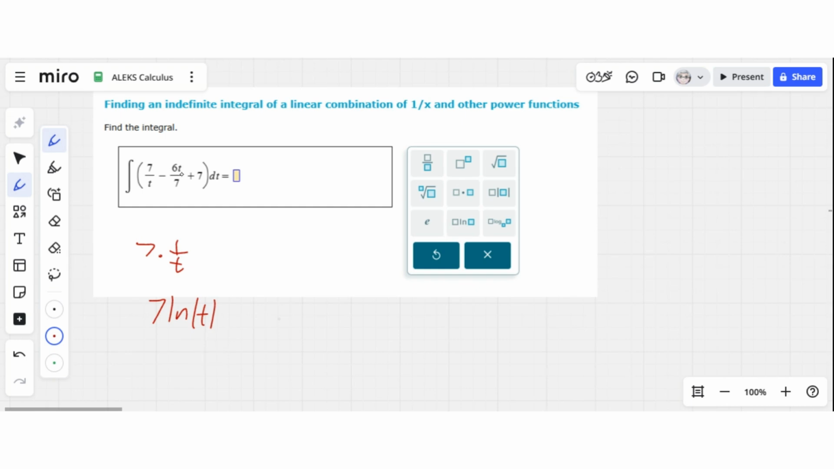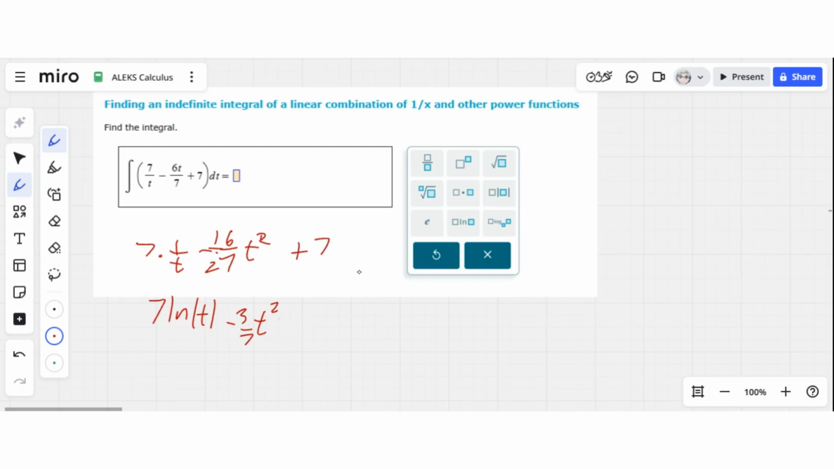Here we have negative 6/7 t. So negative 6/7, oops, let's put it up here. Negative 6/7 t. So t is to the first power. We're going to raise this by 1. That's going to be 2. So t to the second power. And then we multiply this by the reciprocal, 1/2. So we get negative 6 over 14, or negative 3/7 t squared.